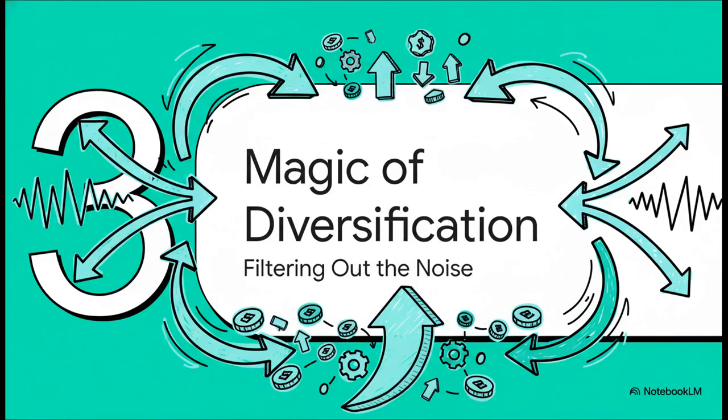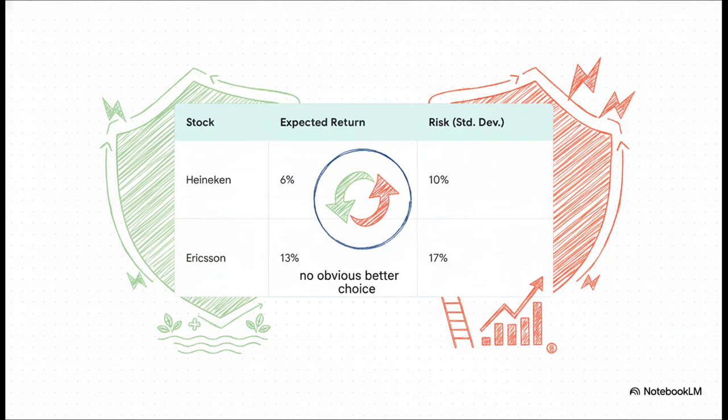So, if that specific risk is unrewarded, how do we get rid of it? Well, this leads us to one of the most powerful and I'd say almost magical tools in finance, diversification. This is how we filter out all that company-specific noise. Let's look at a really simple example here. We've got Heineken, a lower risk, lower return kind of stock, and then we have Ericsson, which is higher risk and offers a higher expected return. On the surface, there's no obvious better choice, right? It just depends on how much risk you're comfortable with.